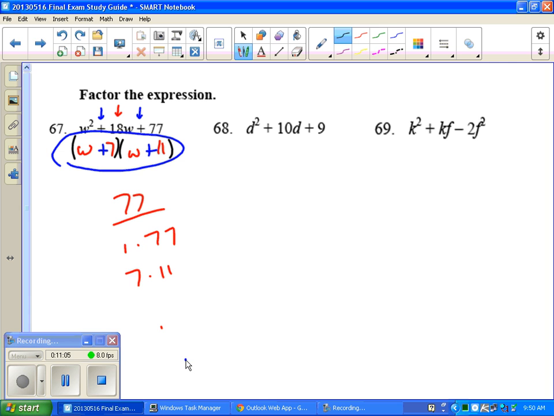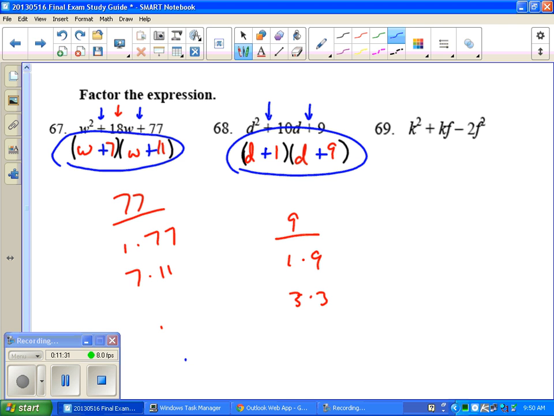Do the same thing with number 68. It's a little more forgiving because your factors of 9 are not that big. D times D gives you D squared. Your factors of 9 are 1 times 9 and 3 times 3. 3 plus 3 is not going to give you 10, but 1 plus 9 will. This term tells you they're both the same. This one says since they're both the same, they're both positive. D plus 1 times D plus 9.